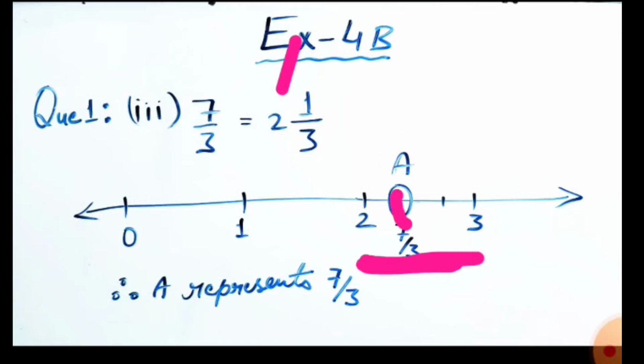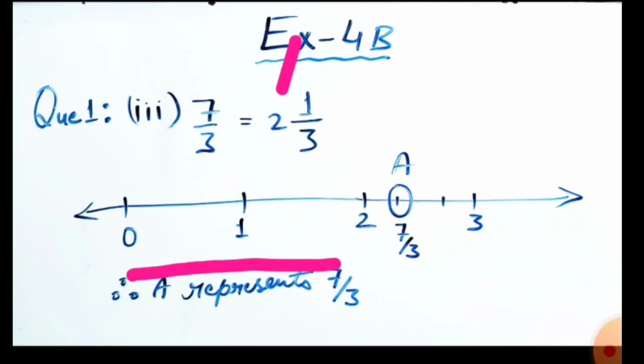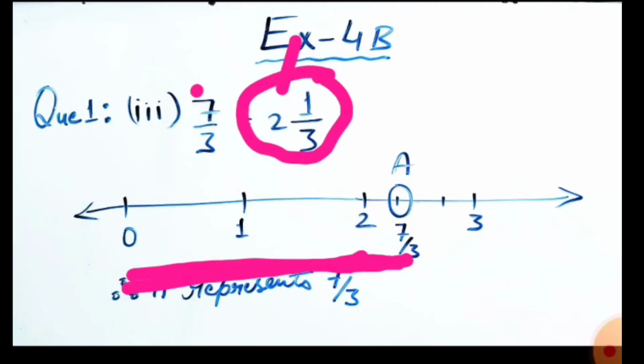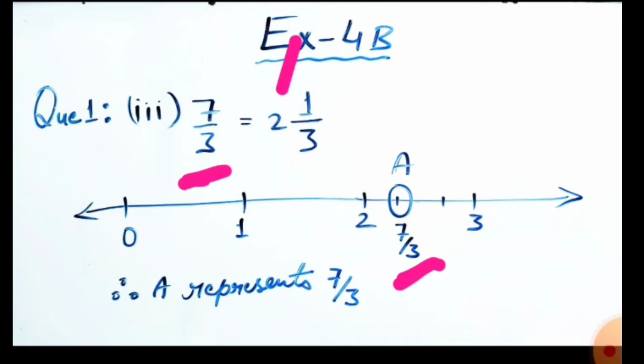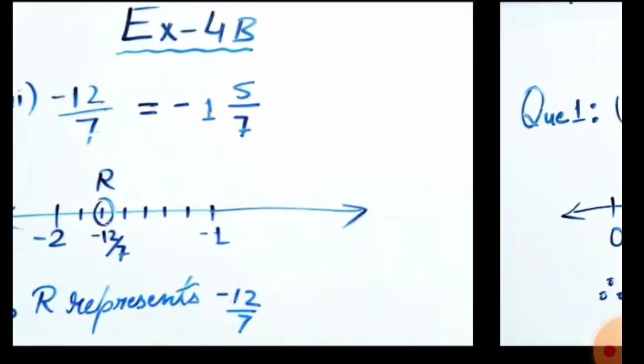So this is 1 by 3. So from here to here, if we see 2 whole, it is 1 by 3. 2 whole and 1 by 3. So it is complete 2 whole 1 by 3. So we can write it as 7 by 3. The same thing, 2 whole 1 by 3 or 7 by 3, both are the same thing. So here we are writing 7 by 3 as given in the question. Now A represents, therefore A represents 7 by 3.